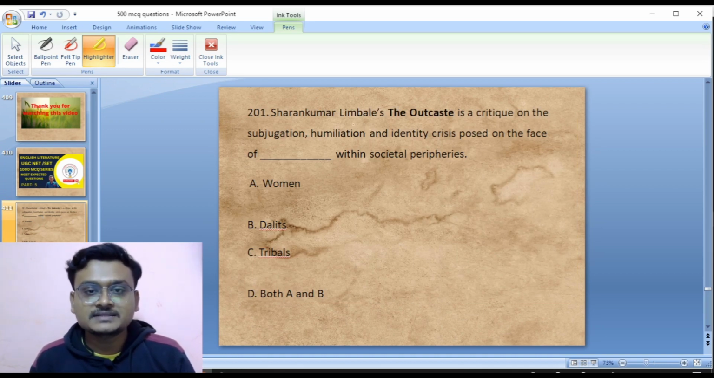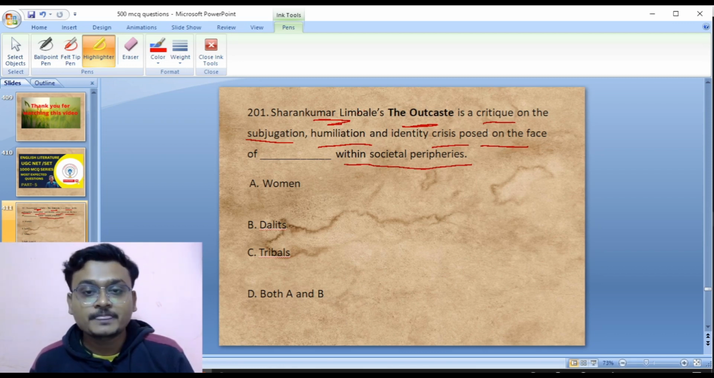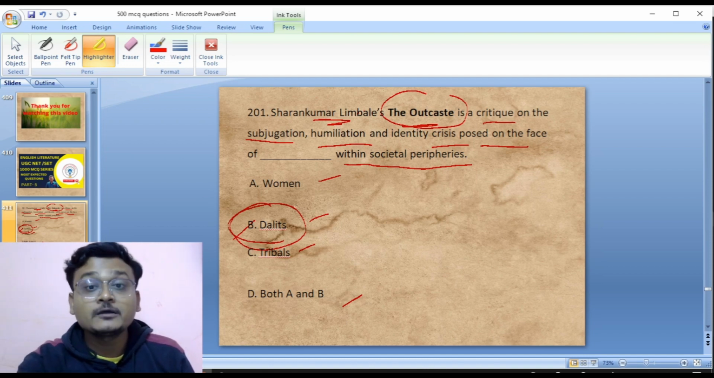Question number 201 says that Saran Kumar Limbale's The Outcast is a critique on the subjugation, humiliation, and identity crisis posed on the face of dash within the societal peripheries. Women, Dalits, tribals, both A and B. So Saran Kumar Limbale's The Outcast is a critique on Dalits. So B is the right answer here. Okay, move to question number 202.